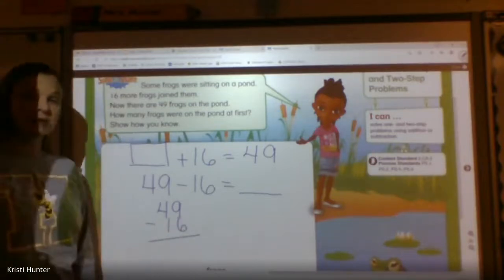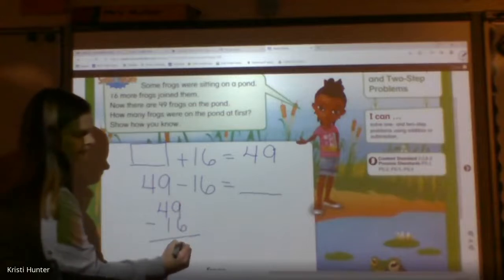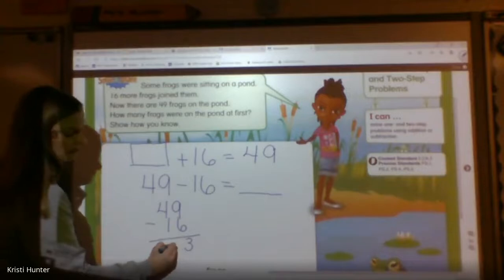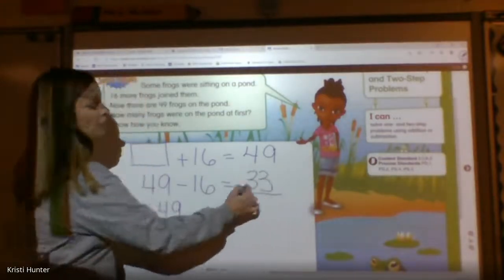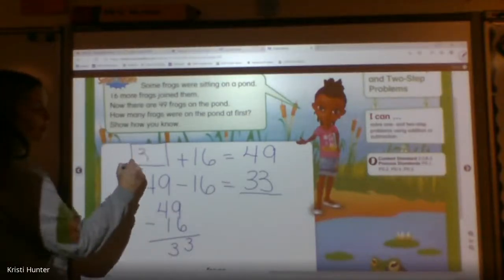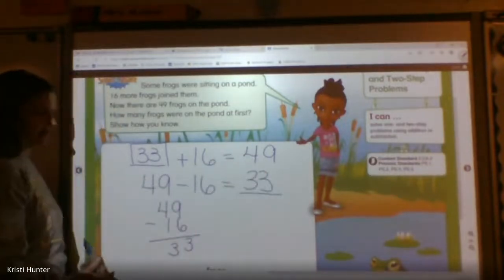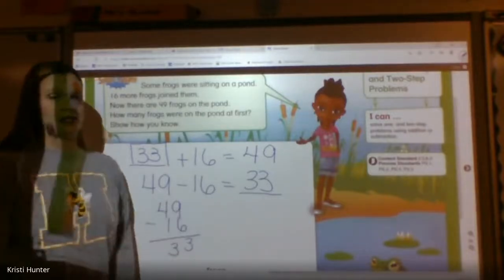So I have my problem set up here. Going to go to the 1 spot. 9 minus 6, well, that's 3. 4 minus 1, that's 3 as well. That tells me my answer is there were 33 frogs that started on the pond. So 33 plus 16 is 49. 49 minus 16 is 33.